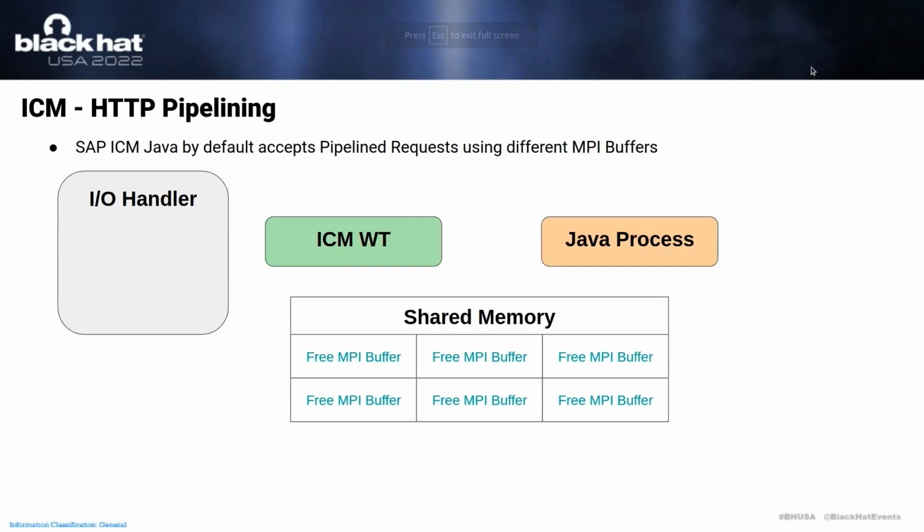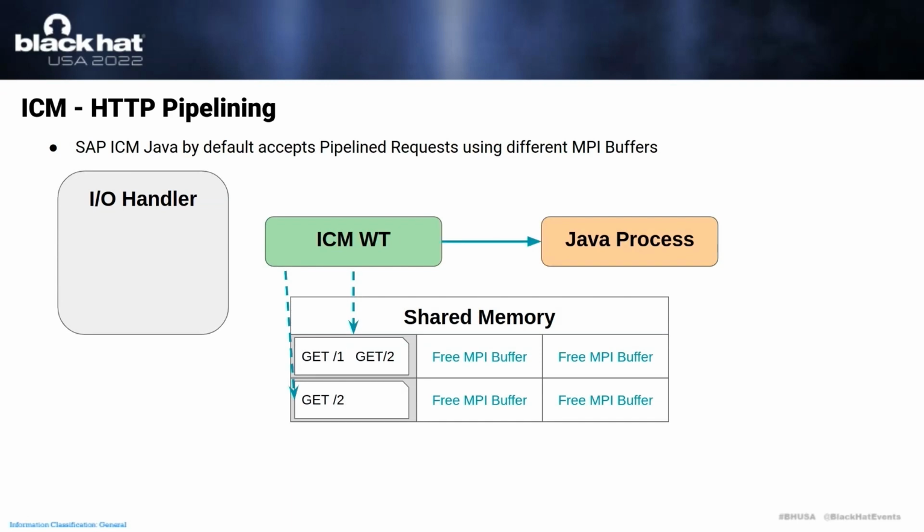But after seeing this vulnerability, I wanted to know more about the ICM, so I started looking at the different features that it offers. And what's interesting is that the ICM, when it's configured for a Java process, will accept pipelined requests. This is something expected from the RFC, but in ABAP, this is not the default. So this means that the ICM will allow receiving concatenated requests in the same payload, and when this happens, the worker thread will actually store both requests in the same MPI buffer, but when the HTTP parser recognizes that there is an extra request, it will reserve a new MPI buffer, and it will place the request there.